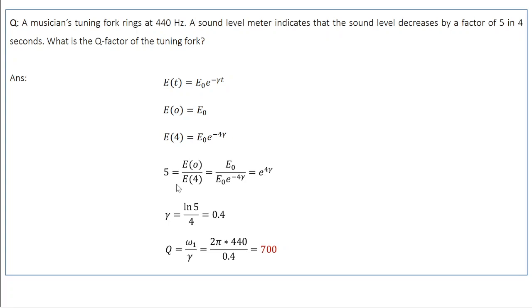So E of 0 divided by E of 4 equals 5. Substitute for these two. So E naught divided by E naught e to the power minus 4 gamma, which is e to the power 4 gamma, equals 5. From this I can write gamma equals ln 5 by 4, which is 0.4. Once you find gamma, you can find the quality factor using the equation Q equals omega 1 by gamma, where omega 1 is the angular frequency of the tuning fork, which is 2 pi multiplied by the linear frequency 440 Hertz. So this is 2 pi into 440 divided by 0.4, which is 700.